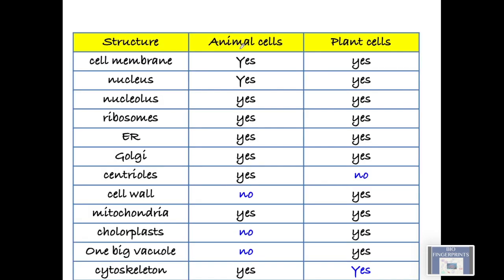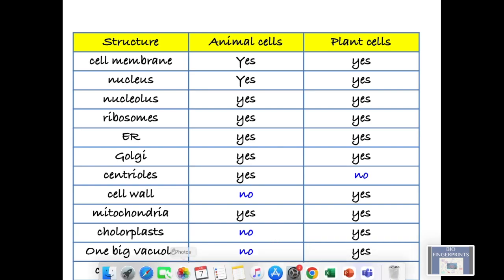Now, how can you differentiate between a plant cell and an animal cell on the basis of the presence or absence of some of the cell organelles? In case of plant cell, centrioles are absent, but they are present in animal cells. Cell wall is present in plant cells only. It is not present in the animal cells. Chloroplasts are present only in the plant cells since they are involved in photosynthesis. One big vacuole or prominent vacuole is present in plant cell only, not in an animal cell. Cytoskeleton is not in your syllabus.